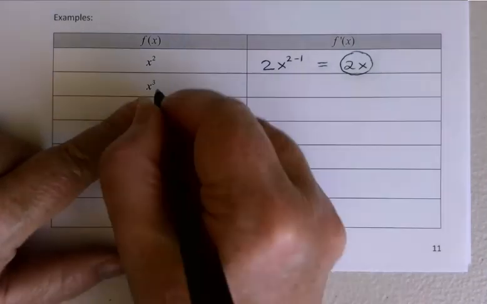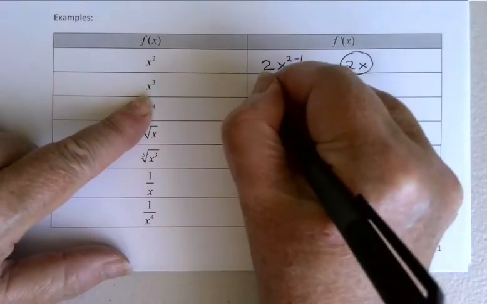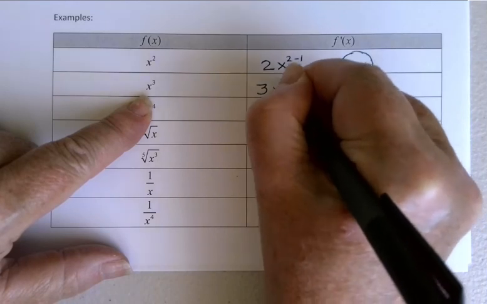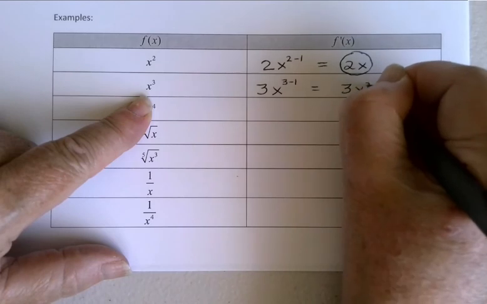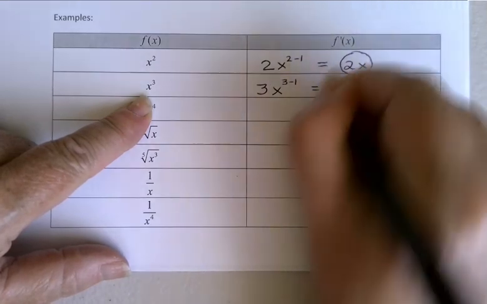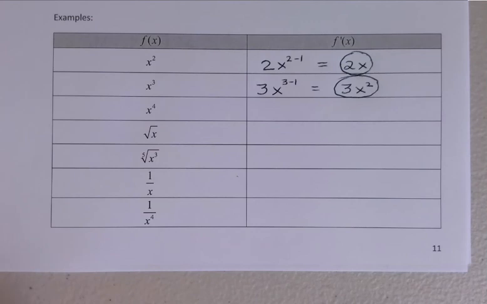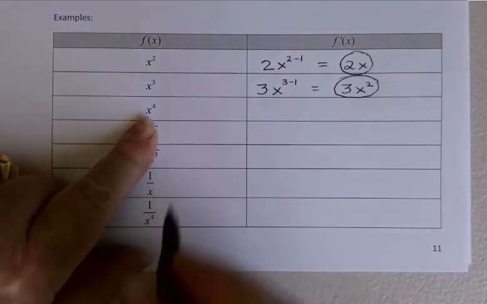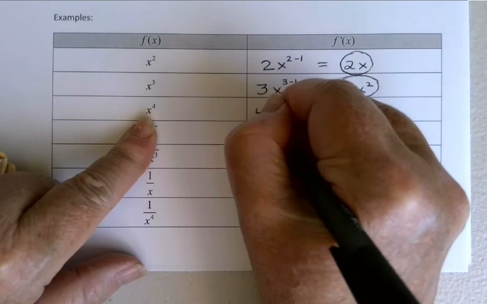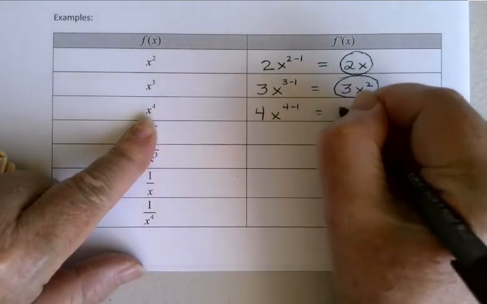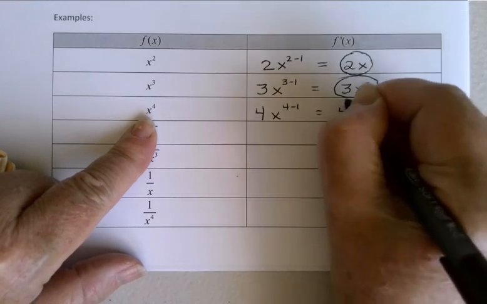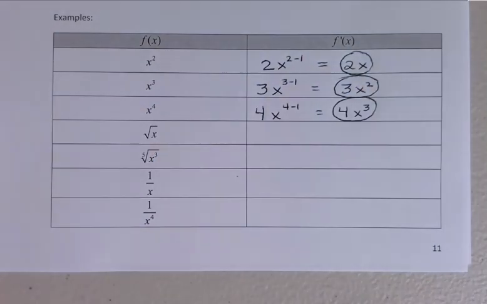Let's try x cubed. N is 3, so I'll start with 3, and then x to the 3 minus 1 power gives me 3x squared. Same idea with x to the 4th. The 4 is the n, so I start with the 4, and then x to the 4 minus 1, or in other words, 4x cubed. So you can see how you can do any power of x very easily using this pattern.